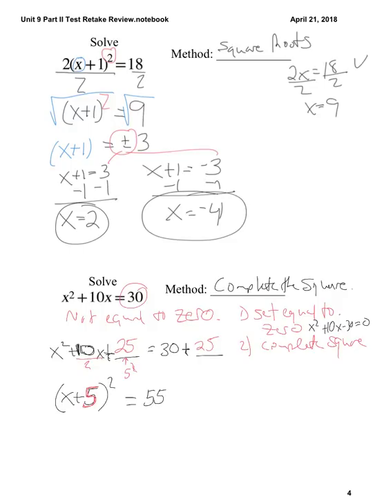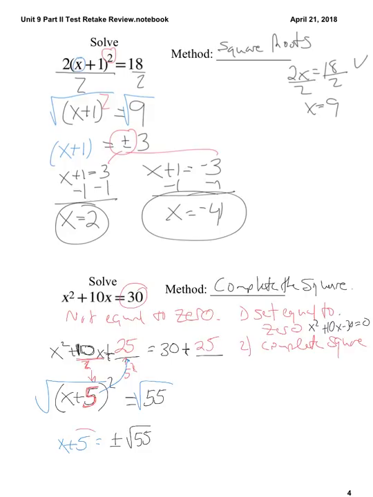Okay? So again, what we did here is we took the 10x, we divided by 2, that gave us our 5, and we made it x plus 5 quantity squared. We then took 5, we squared it to get 25. So now I have x plus 5 quantity squared is equal to 55. I can now take the square root of both sides of the equation. This will leave me with x plus 5 on one side, and plus or minus the square root of 55 on the other side of the equation.